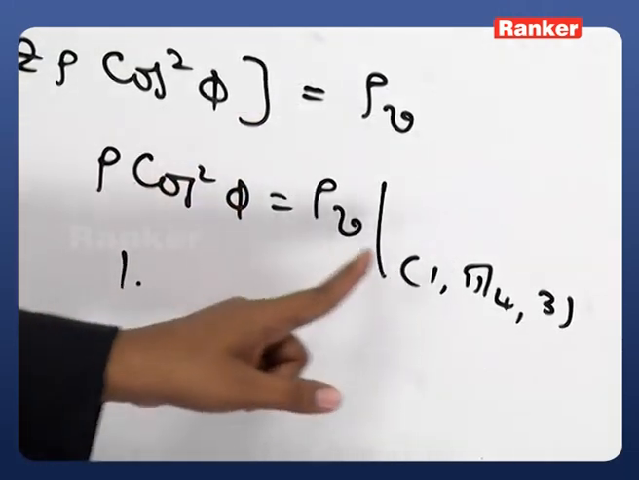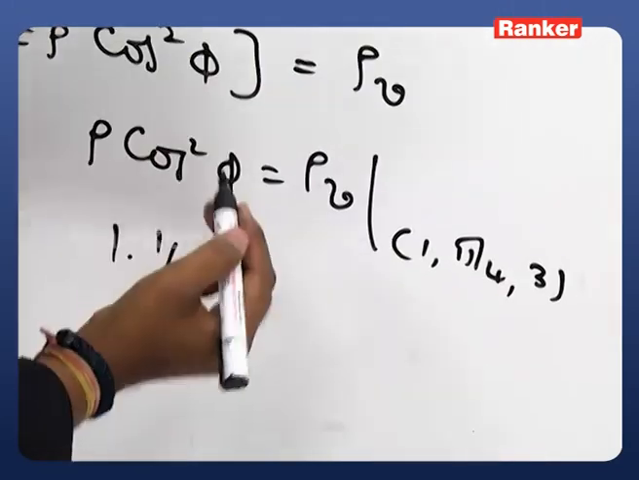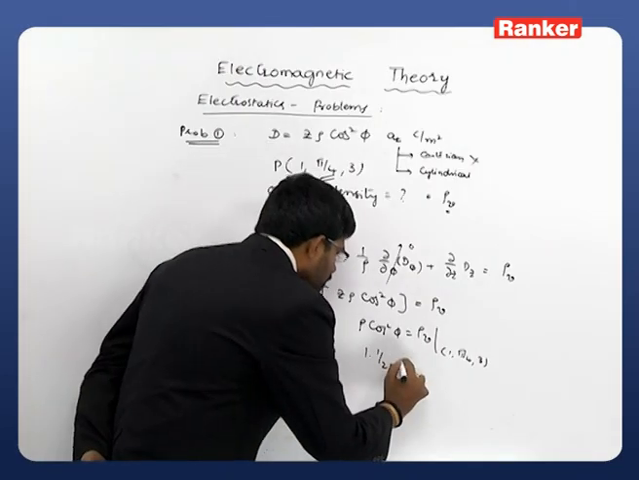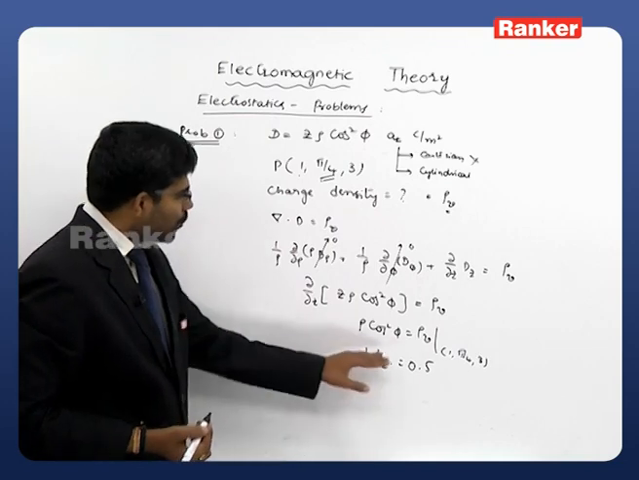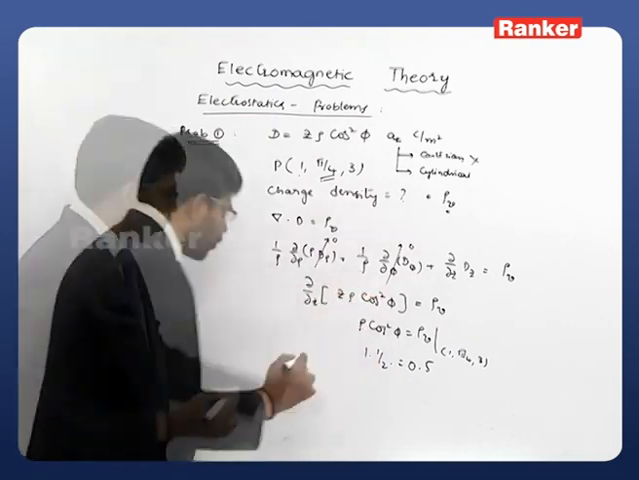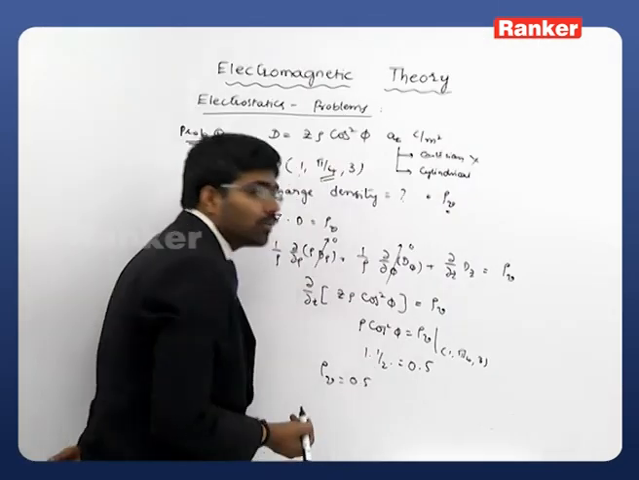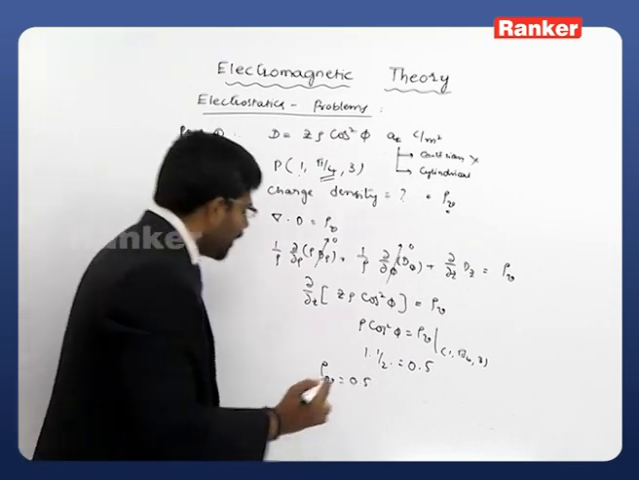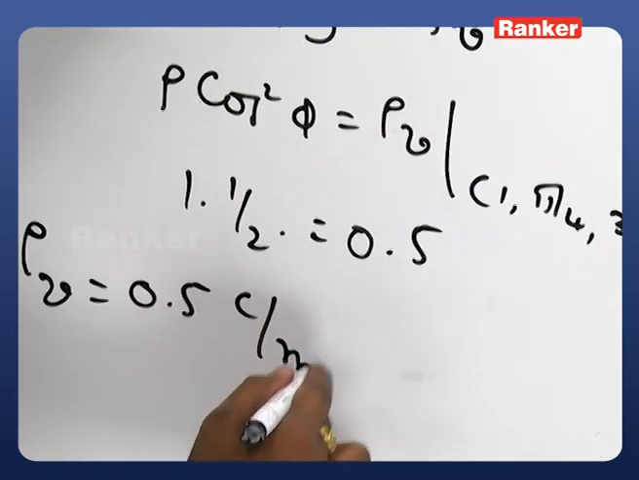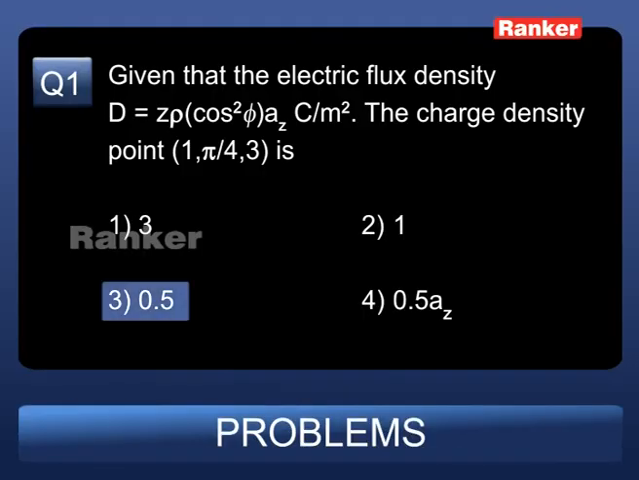So if you substitute rho equals 1, simply it is 1. Cos square phi, cos square pi by 4, is just 1 by 2, and there is no z term here. So simply it is 0.5. So clearly the charge density we calculated for this particular problem is rho v equals 0.5. Now don't forget to write down the units. Volume charge density, that's why it is coulomb per meter cube. So this is our answer.